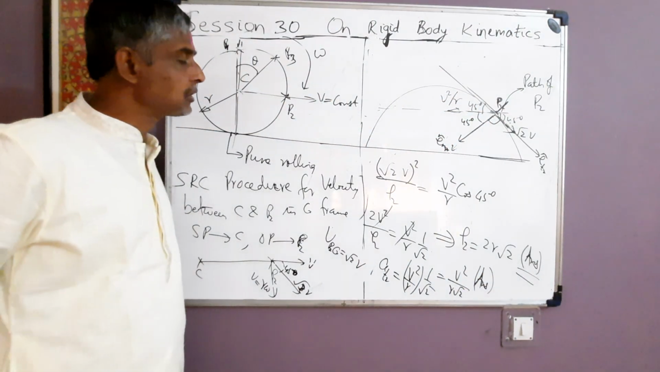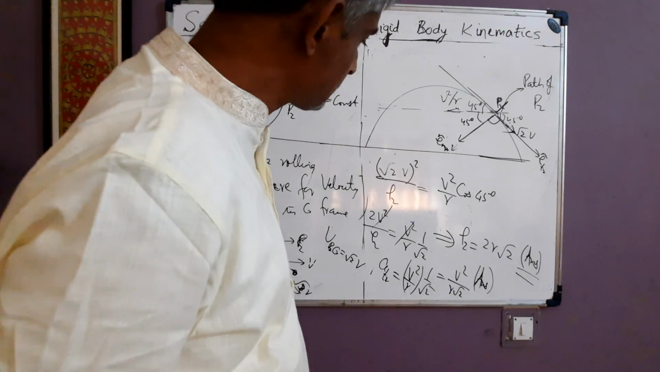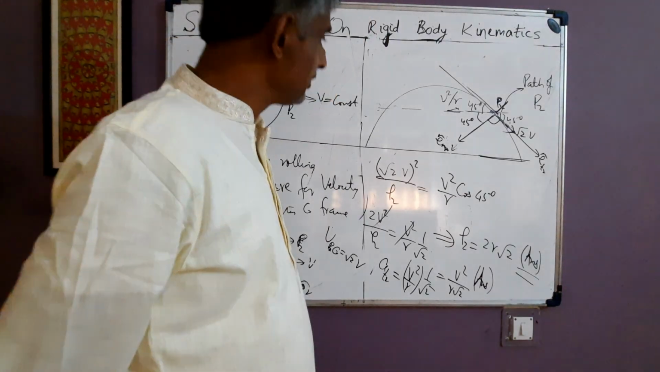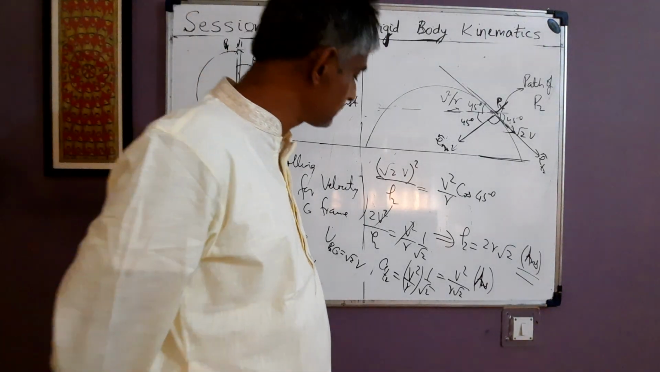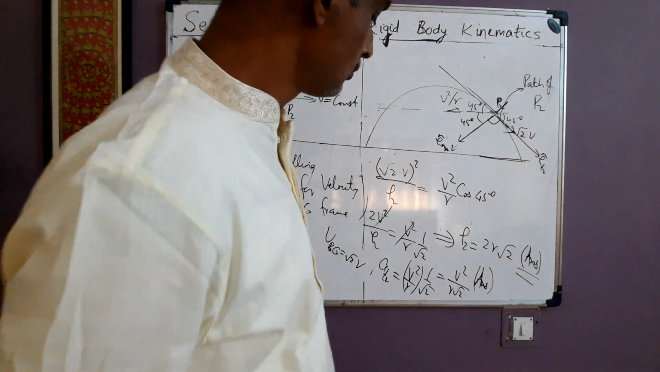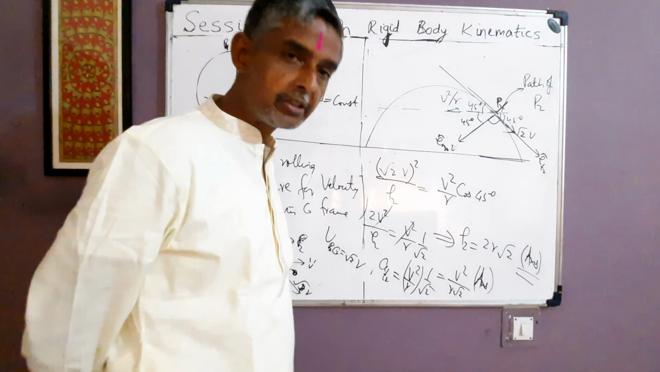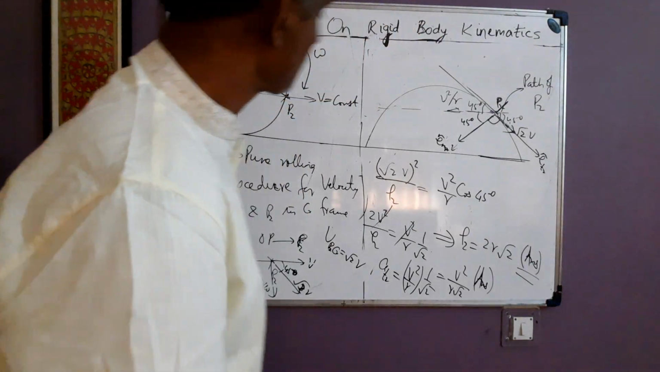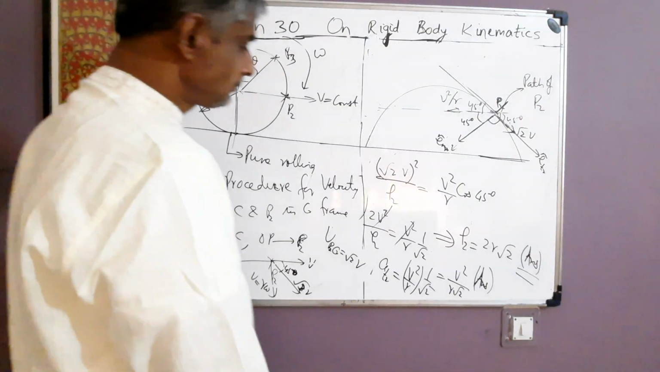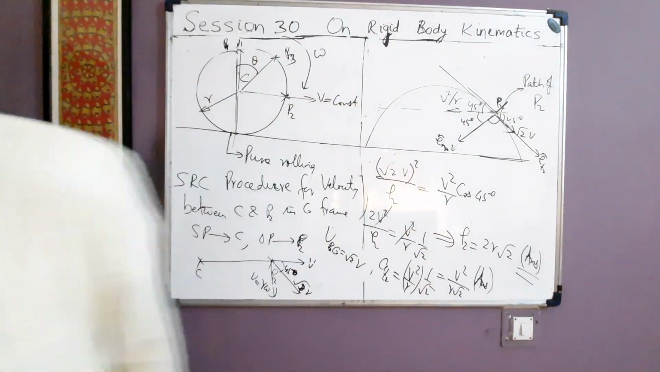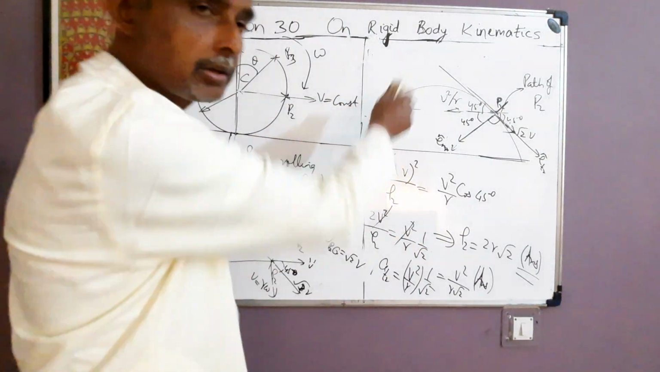Okay. So radius of curvature of the curve of point P2 is 2r root 2 and tangential acceleration of P2 is V square by r root 2. Okay. So these two answers also have been obtained. Fine. Alright. This also rub it. Okay.